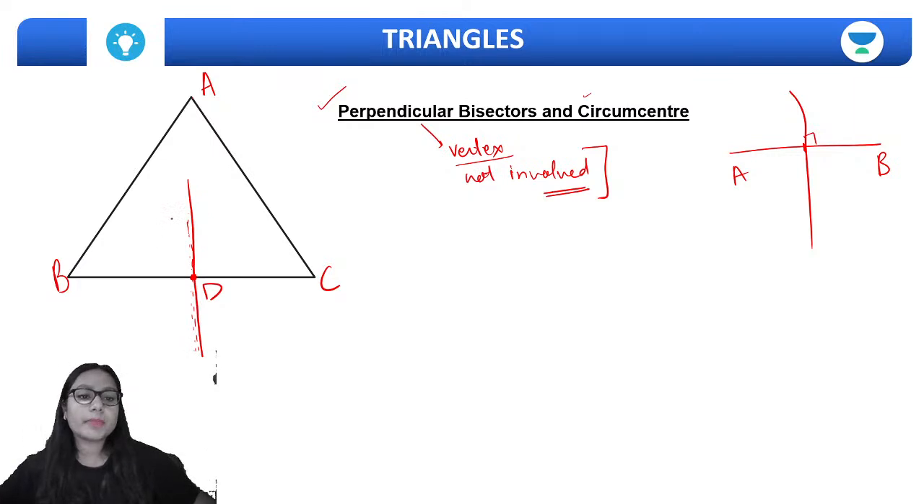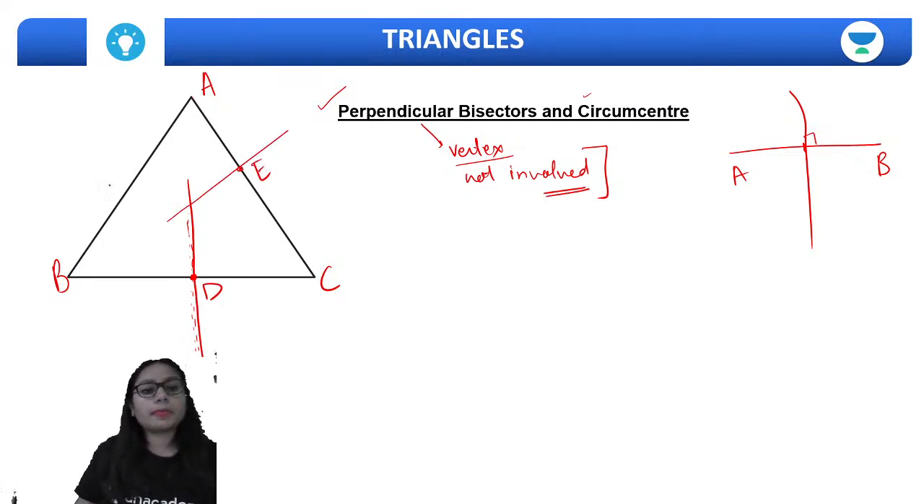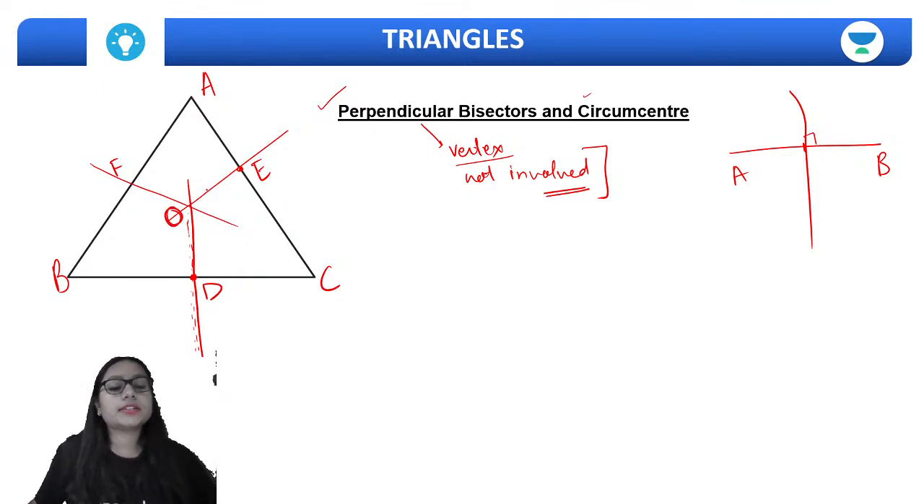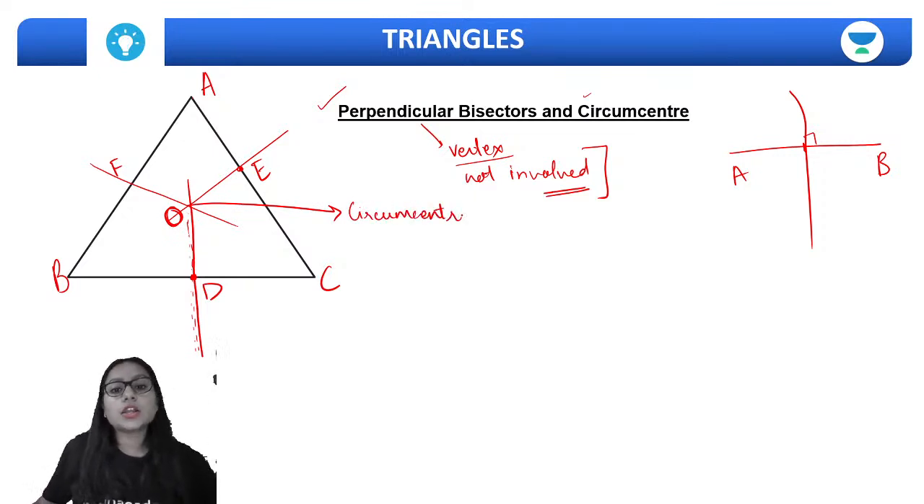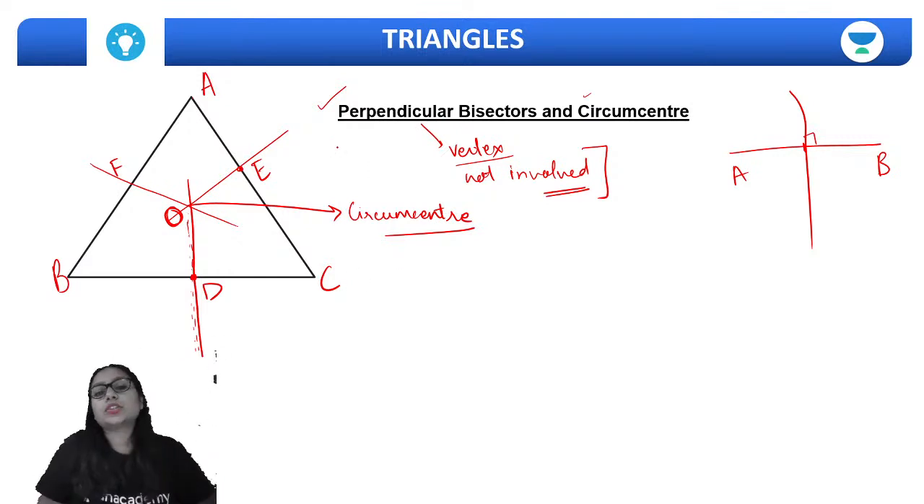Similarly, I can draw a perpendicular bisector on AC, and I can draw a perpendicular bisector on AB also. So these are the three perpendicular bisectors. Let us denote their point of intersection as O. This point of intersection is known as the circumcenter. So the circumcenter is the point of intersection of all perpendicular bisectors of the three sides of a triangle ABC. I hope this is clear.